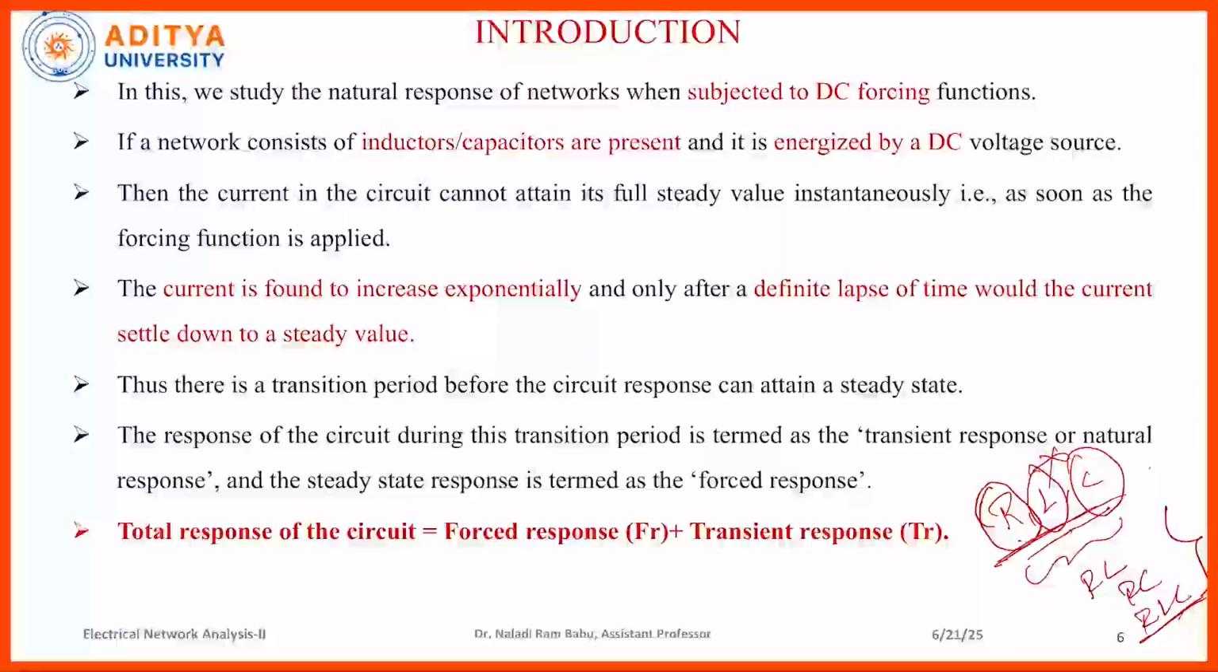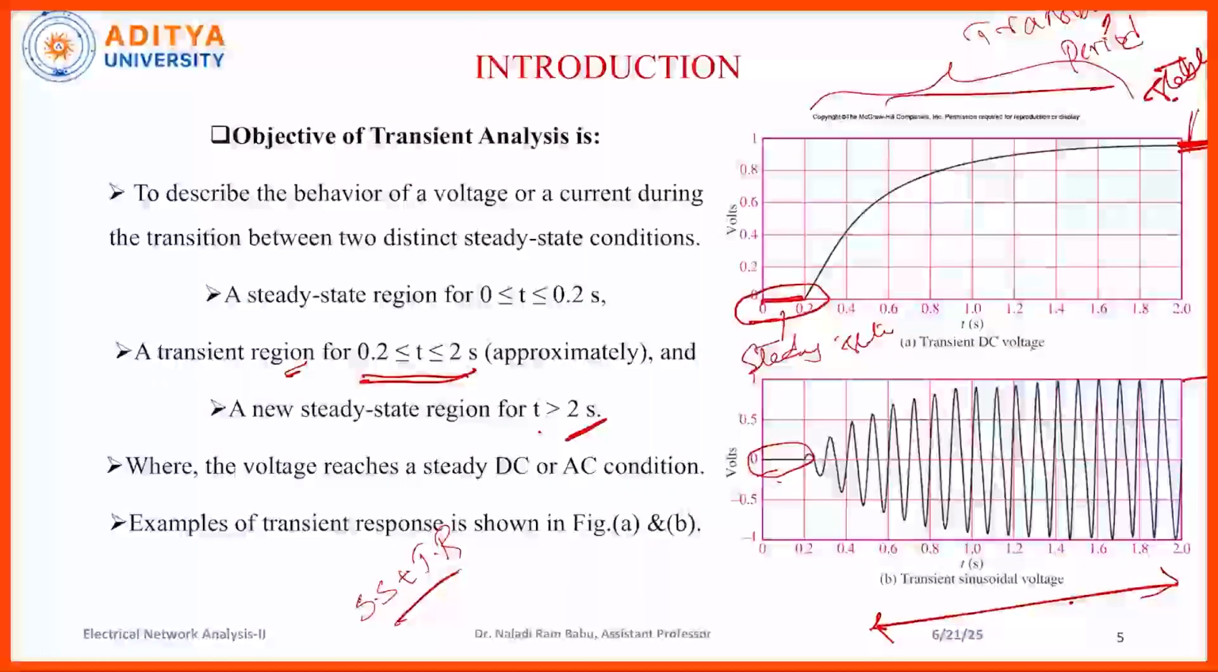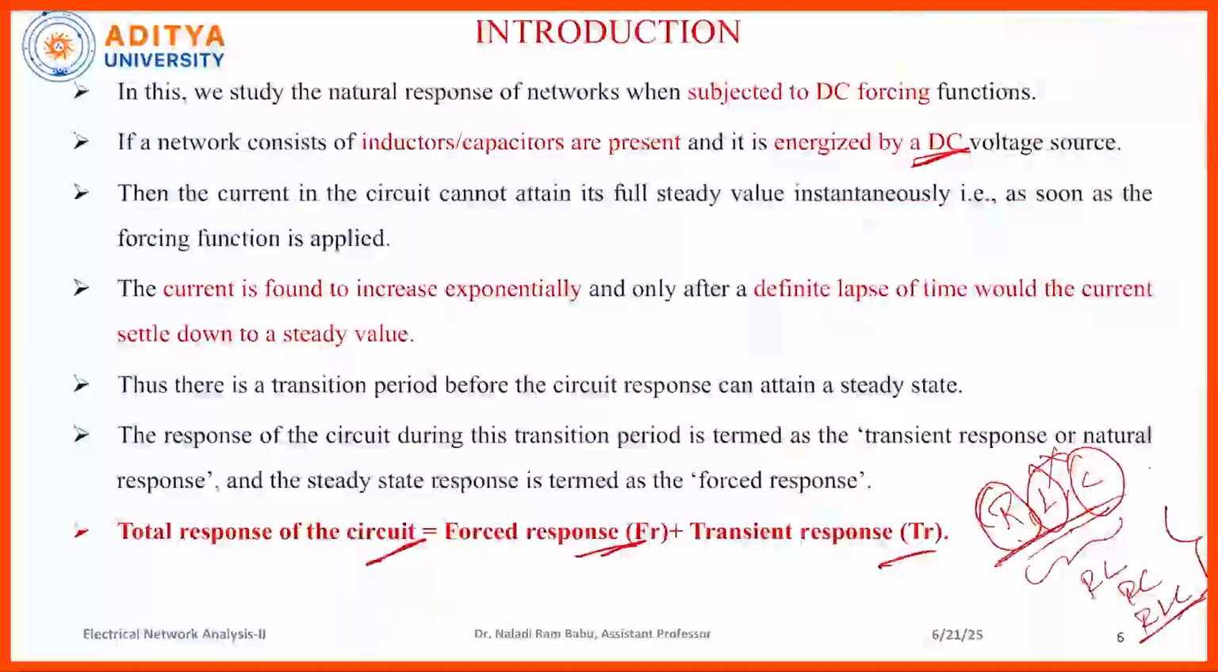During this DC transient mode, the supply is a DC supply. As I told you earlier, the total response of the circuit is given by forced response plus transient response. That means the forced response is nothing but our steady state condition, whereas the transient response is the response during the transient period. The response that you calculate during this transient period is known as the transient response, and during the steady state condition it is known as the forced response.